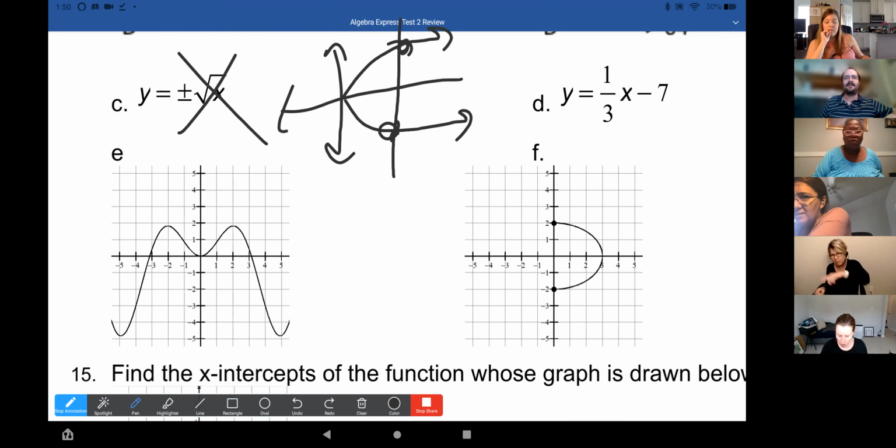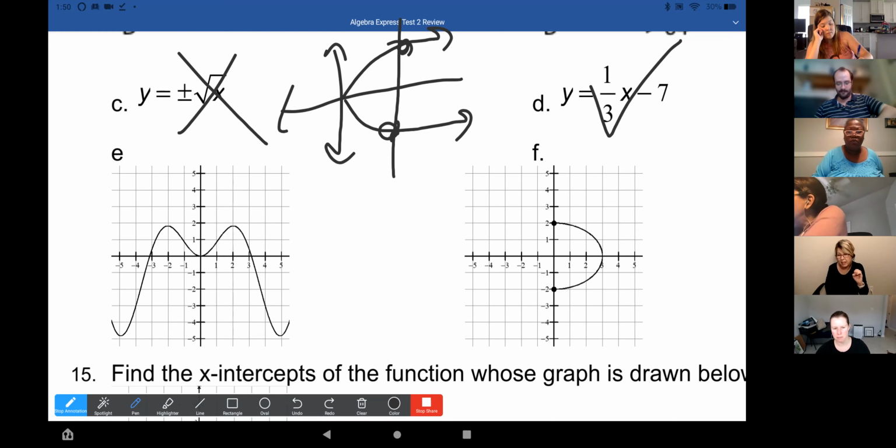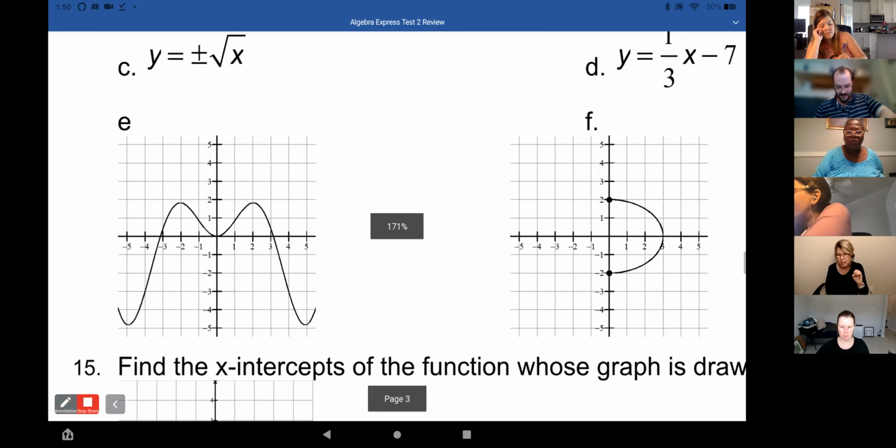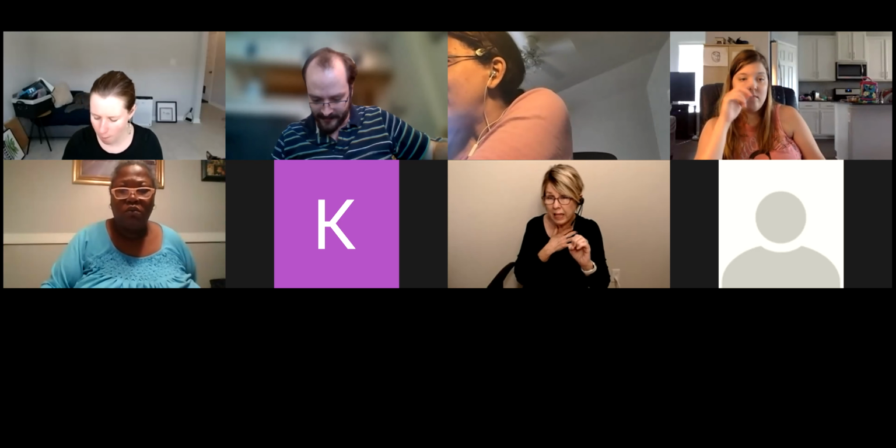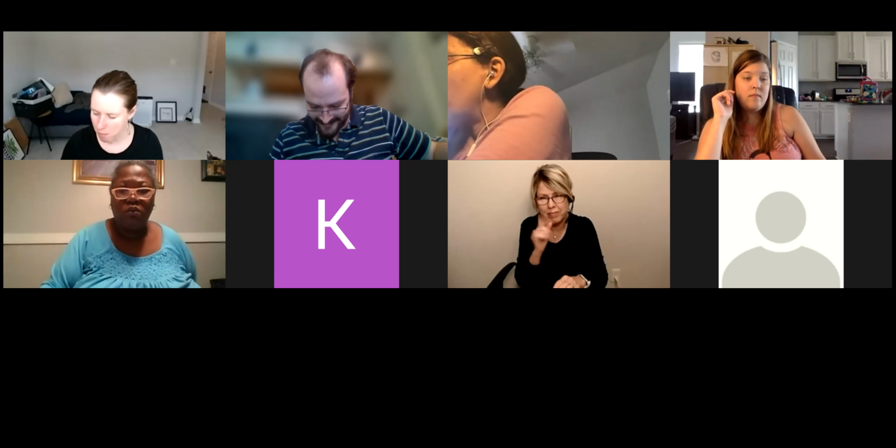What about this thing, one third x minus 7? What does that look like graphically? It's a linear function. That is a line, that is a function, and that is a constant too. Well, what about e? Is that a function? Can you read it for me? You said y equals minus x. Ooh, what happened? I can't see it. I stopped sharing, didn't I? Yes, it's a function, teacher. It is a function, yes.